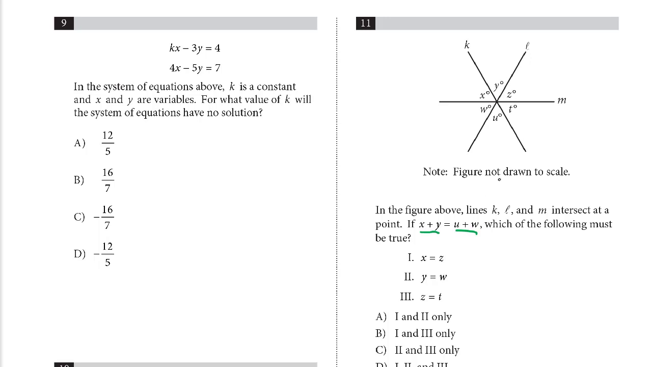We should also know offhand that opposing vertical angles are congruent. So y there must equal u, for example. Likewise, z must equal w. Those are opposing verticals. And x must equal t. Those are opposing verticals. So I've got 4 equations. I can hopefully substitute and check these equations to see which of my Roman numerals is correct or incorrect.